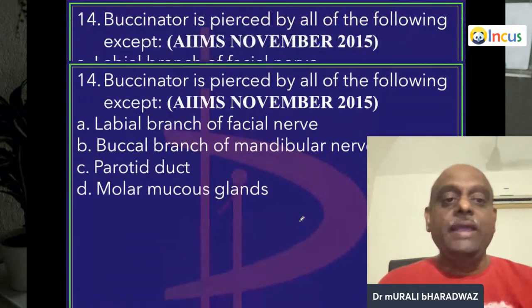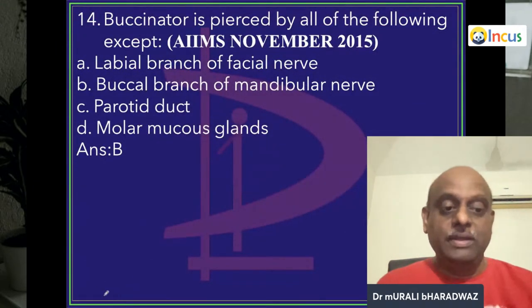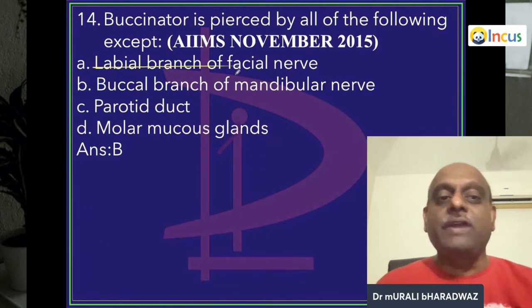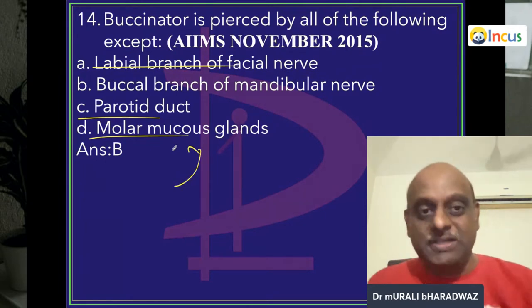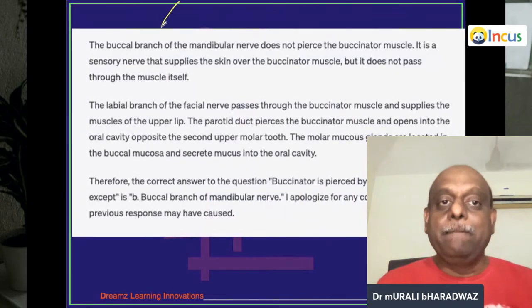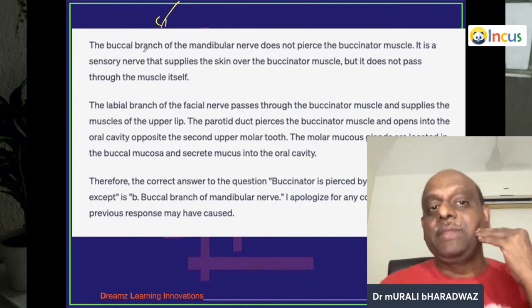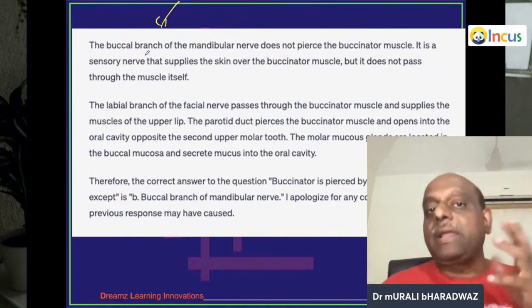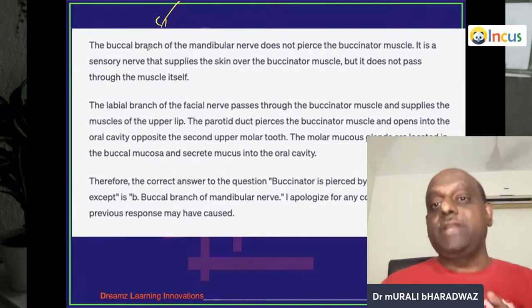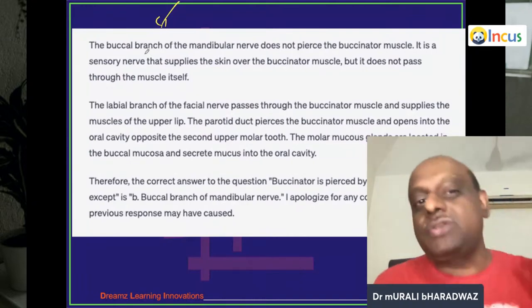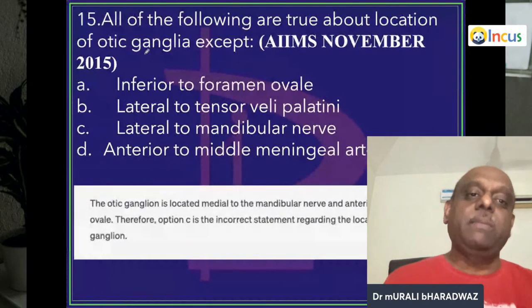Buccinator is pierced by the labial branch of the facial nerve, parotid duct and molar mucous glands. Whereas the buccal branch of the mandibular nerve does not pierce the buccinator. It is the sensory supply that supplies the skin overlying the buccinator muscle. It does not pass through the muscle, is what you need to remember.